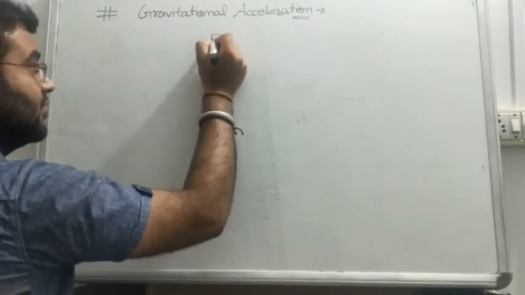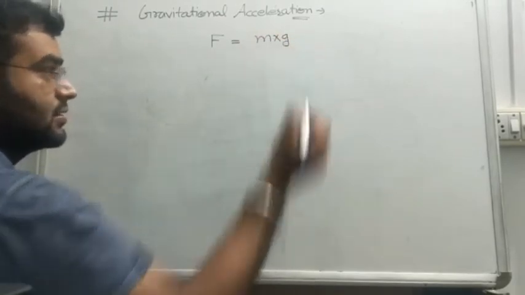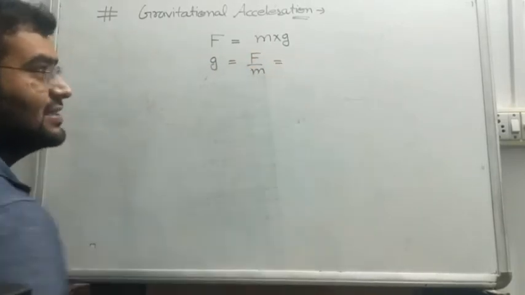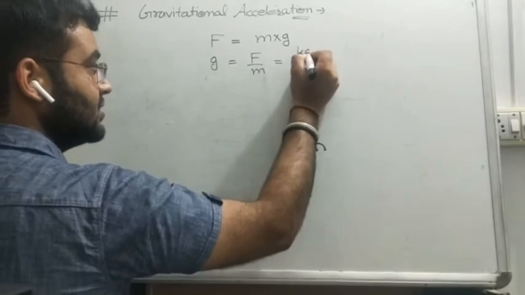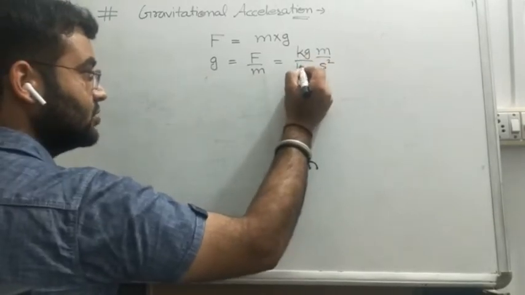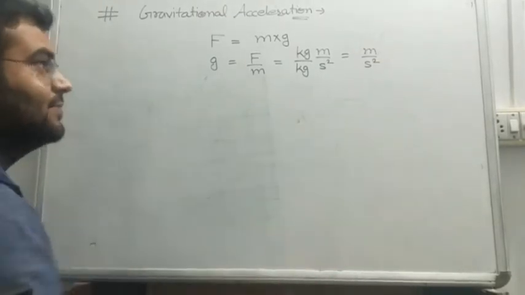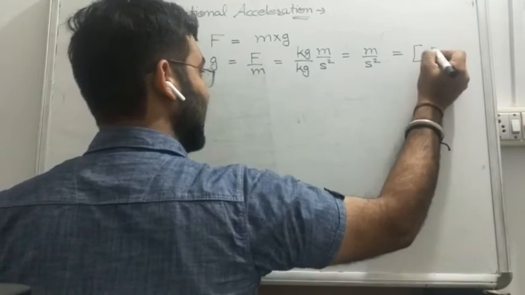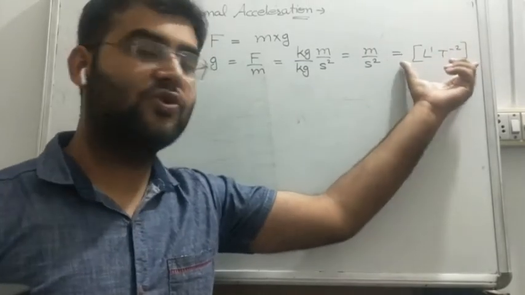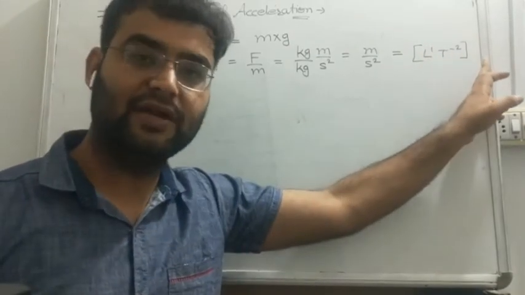We all know the formula of gravitational force, that is F equals M multiplied by G. So the value of G is F by M, that is the unit of force, kg meter per second square. Clear? For mass you can use kg, so the total unit of small g is meter per second square. That means the dimension of this is L1 T minus 2. Now go back and check the dimension of acceleration. Both have the same dimension, L1 T minus 2.